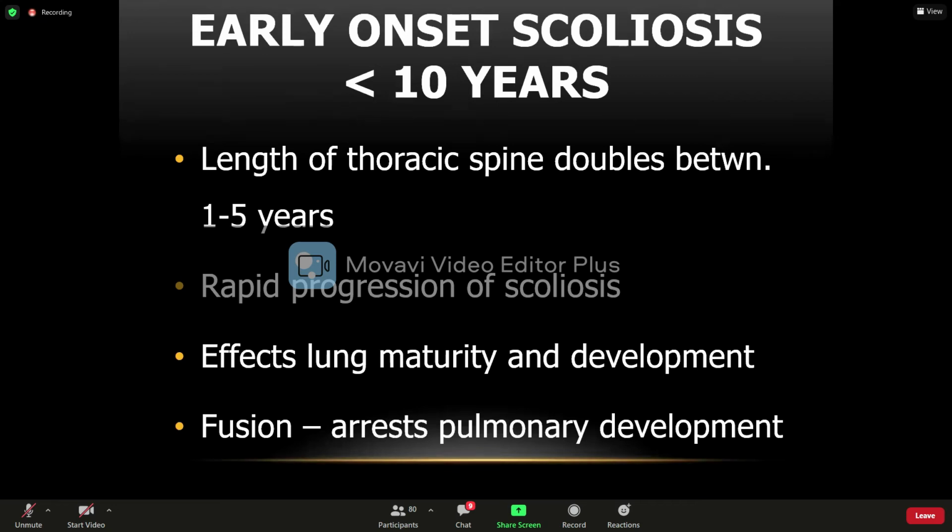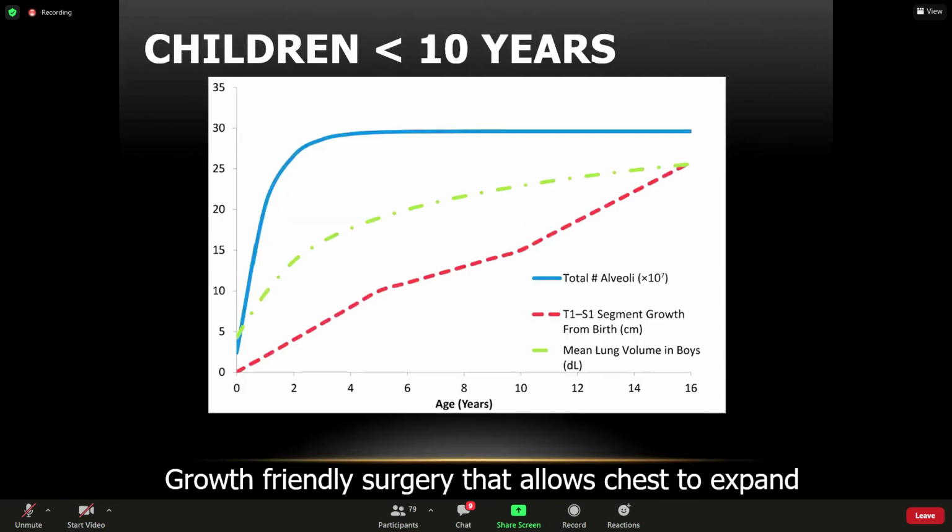The reason why we cannot offer them the traditional fusion surgeries is because their lungs sometimes are not mature, the lungs are not developed, the thoracic cavity itself is not large enough, and long fusion surgeries at this age can arrest pulmonary development and cause cardiorespiratory issues in future. So these children, you cannot offer them the same surgeries that we offer the older children. So that's why it becomes a little more tricky.